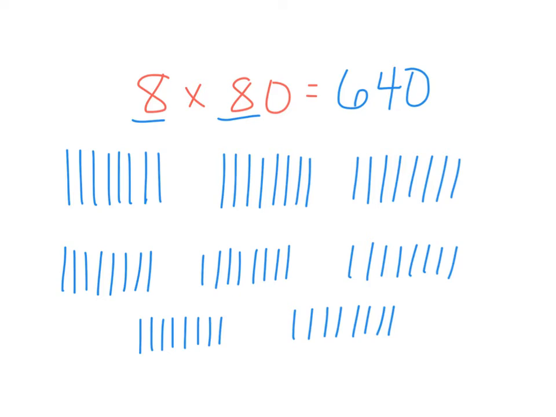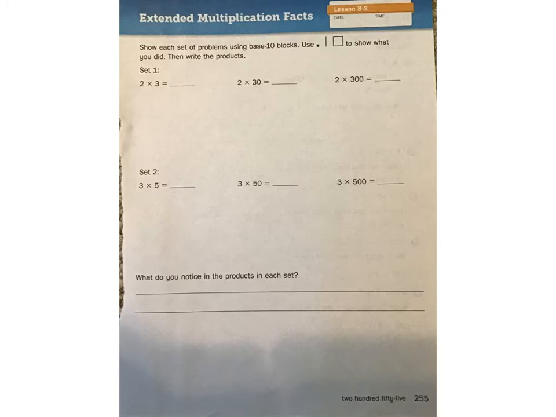So I still have 8 groups, but in each group, instead of 8 cubes, I have 8 longs, which hold a value of 10. So I can still use my fast fact, 8 times 8, to help me, but instead of 64, it's 640, okay? So we'll practice with that today. I'd like you guys to find page 255 in your math journals, and we're going to model these problems with base 10 blocks. So you're going to be drawing on page 255 along with me.